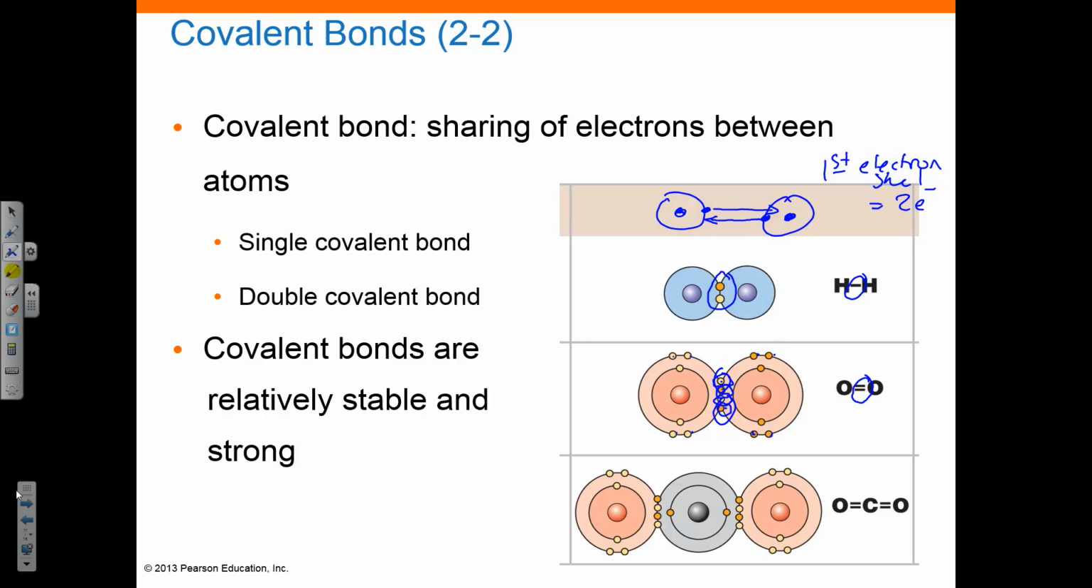The sharing of electrons between atoms makes covalent bonding relatively stable and strong. It's important to note too, you can have more than one type of atom forming covalent bonds with another. Here we have an oxygen double bonded to a carbon, and a carbon double bonded to another oxygen. Both of these would be examples of those covalent double bonds.